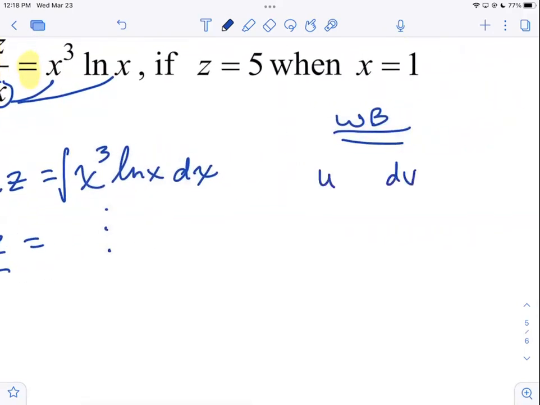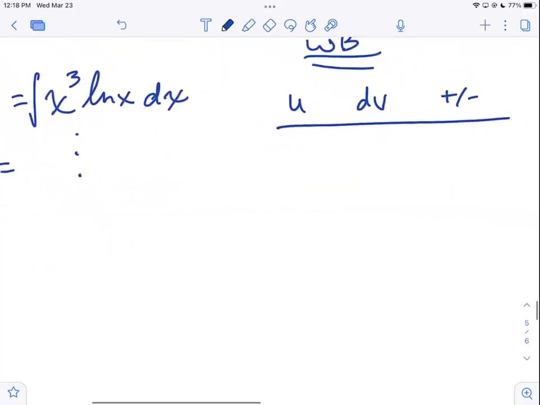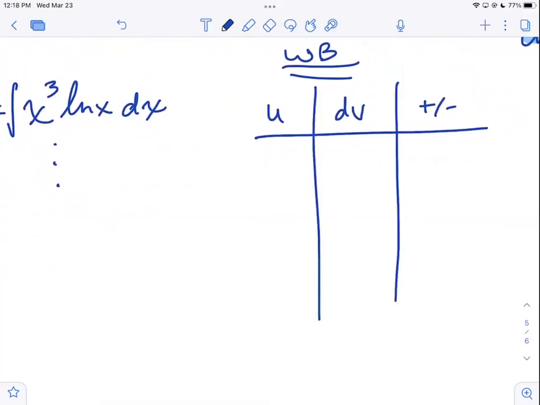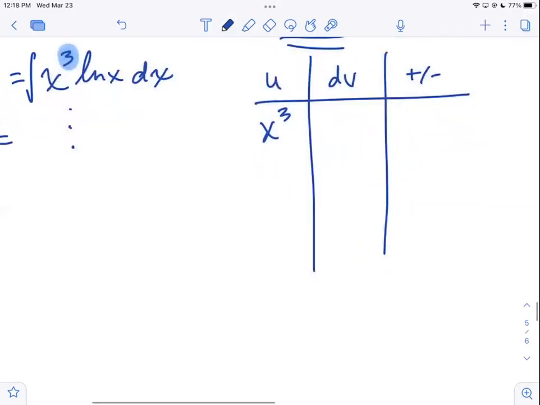u, dv, plus or minus. So these are the 3 columns. And I'm doing the tabular method because the exponent on the x is what? 3. And I don't want to have to do 3 backward Zorro methods because that's going to be too hard. You can use the tabular method every time. Now, I would like to have u be x cubed, right? Because the derivative would be 3x squared, then the next derivative 6x, then 6, and I hit 0. That'd be nice. But that means that ln of x has to be dv.